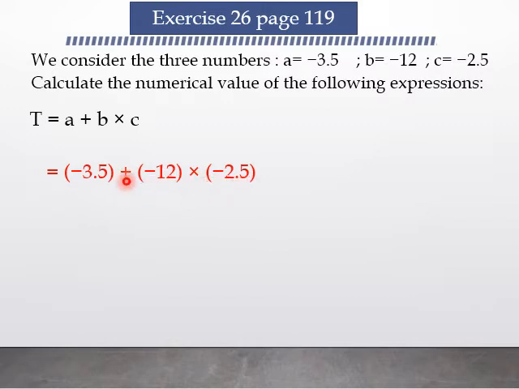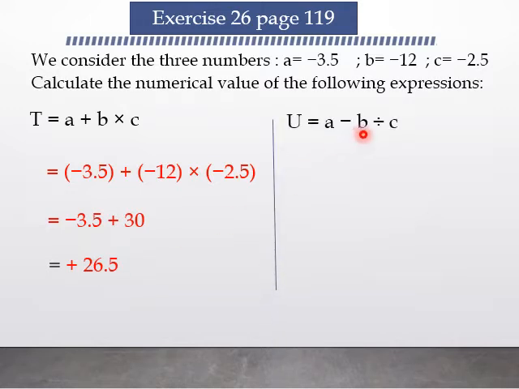We have addition and multiplication, so the priority goes to multiplication. Sign by sign and number by number. So on the line I drop down minus 3.5. We have the same sign, minus minus, which is plus, and 12 times 2.5 is 30. Minus 3.5 plus 30 is the same as 30 minus 3.5, which is 26.5.